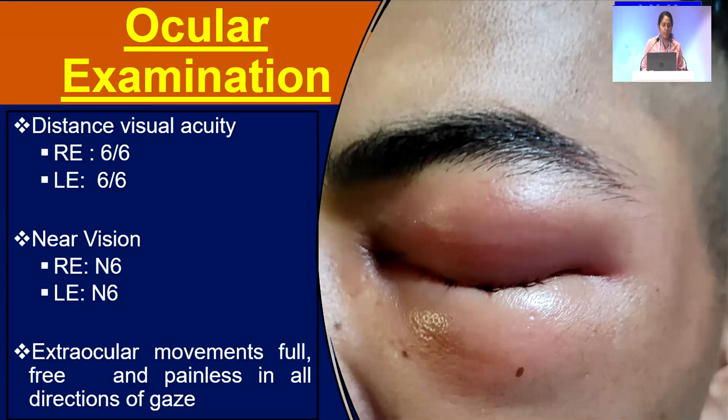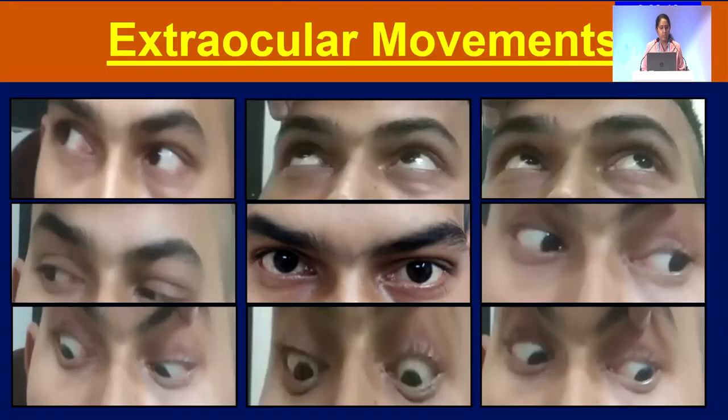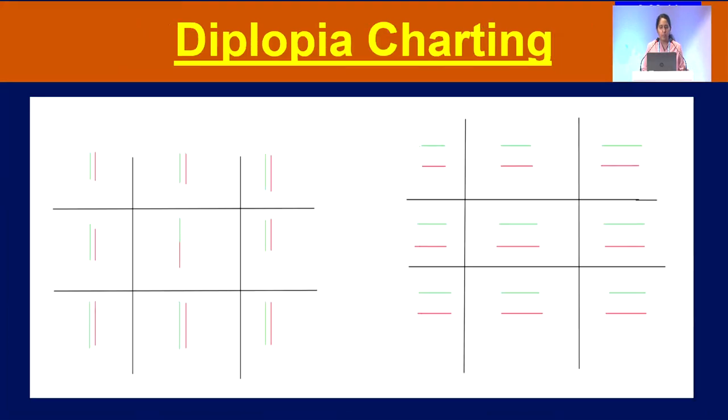When he presented with diplopia, his visual acuity was 6/6 both eyes, near vision N6 both eyes. The extraocular movements were full, free, and painless in all directions of gaze. So this is a picture showing extraocular movements. There was no restriction or any abnormal movement seen. However, the diplopia charting revealed diplopia in all gazes except the straight gaze. And diplopia increases in the superior gaze.